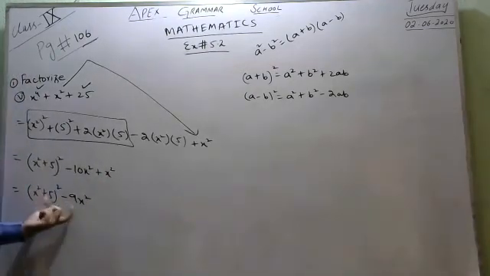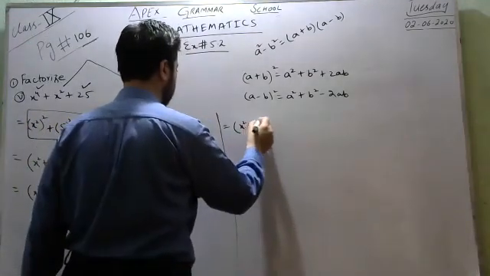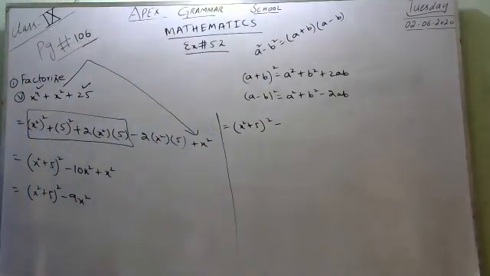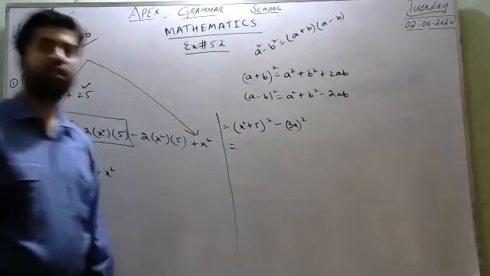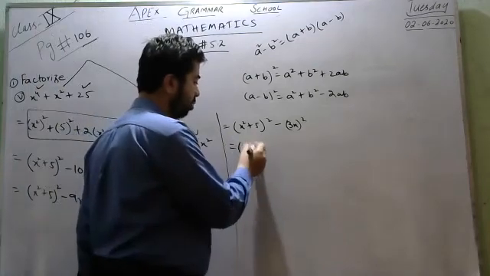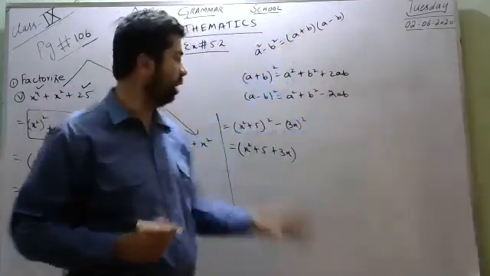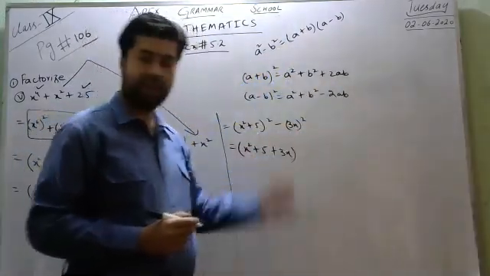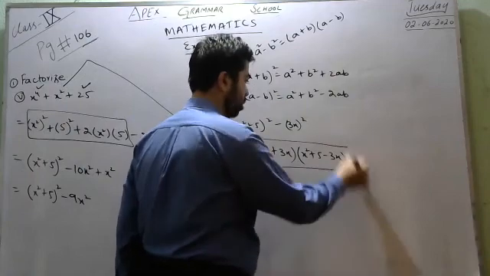Now the condition happens that between two squares there is a minus sign. Minus 9, we can write it as (3x)². So this is basically an a² − b² condition: (x² + 5 + 3x). A² − b² is equal to (a + b)(a − b). This is a, this is b, and then again. And that's it.